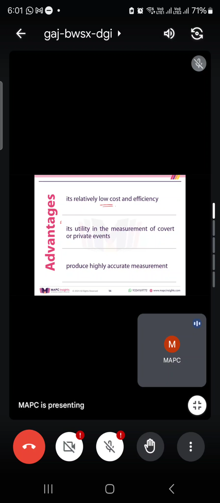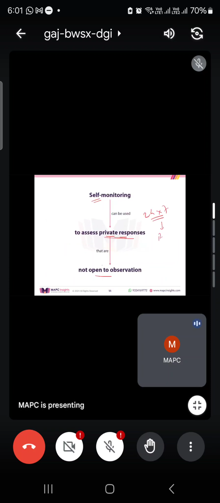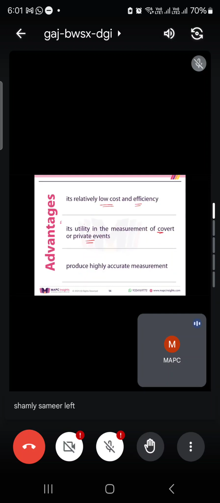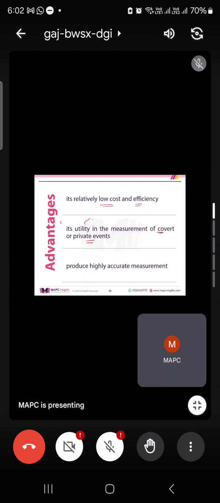Advantages: it's a low cost and an efficient method. Its utility: a measurement of covert or private events, like we discussed here. A private response is not open for observation. That can be done with the help of self report, self monitoring. It produces highly accurate measurement because the moment that behavior is happening, at the same time it is getting recorded by the person who is actually involved in the behavior.